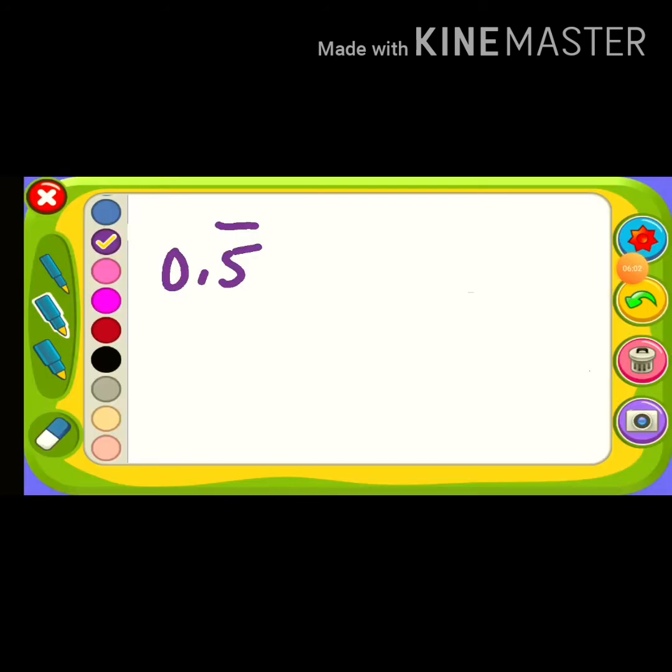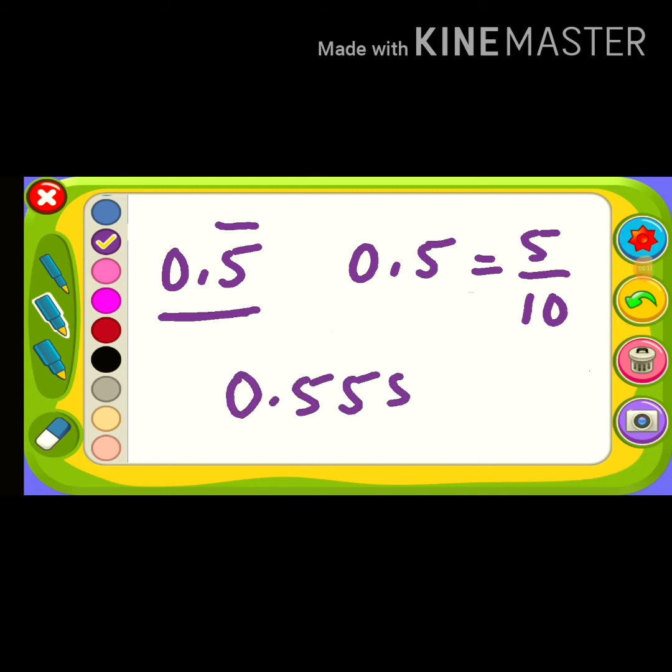Now see the 8th question. Express each of the following decimal number in the P by Q form. First bit is 0.5 bar. Children, you already know how to convert 0.5 into its fractional form, which is equal to 5 by 10. This being easy, 0.5 bar has another method using which we can convert this non-terminating repeating decimal into its P by Q form. So let us see what is that method.